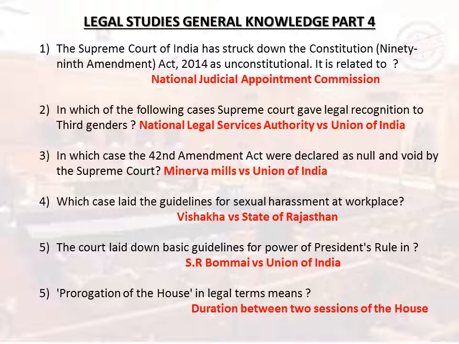The Supreme Court of India has struck down the Constitution 99th Amendment Act 2014 as unconstitutional. It is related to the National Judicial Appointment Commission. In which of the following cases did the Supreme Court give legal recognition to third genders? National Legal Services Authority versus Union of India. In which case was the 42nd Amendment Act declared null and void by the Supreme Court?